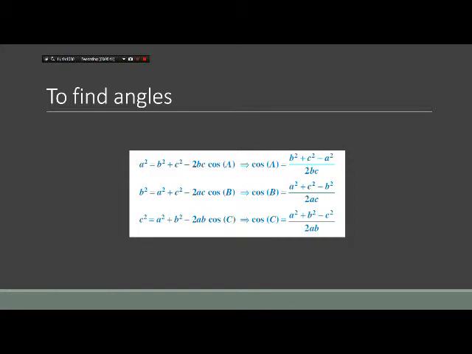The other way we can use the cosine rule is to find angles. So again, there are three different forms. The right hand side is the one that we need. These are just rearranged versions of it. You can see it on the screen.